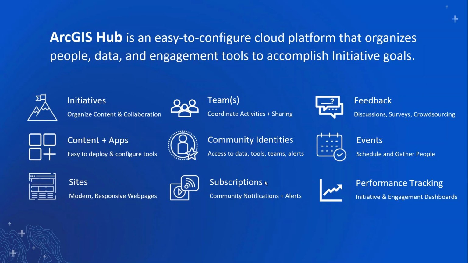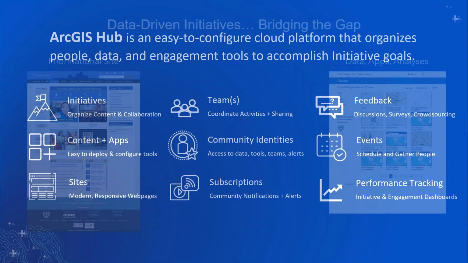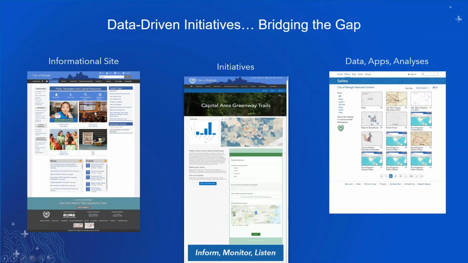Everyone gets a community identity, people in and outside of your organization. People can subscribe to follow content that they like, to follow initiatives that they're interested in. People can provide feedback in the forms of surveys and discussions. We saw how we can use a survey already. We can use a survey a step further with Hub Premium. And then we can launch events and people can RSVP for them. And with all this data coming in from different directions now, from different members of our team and our community, we have really enhanced performance tracking.